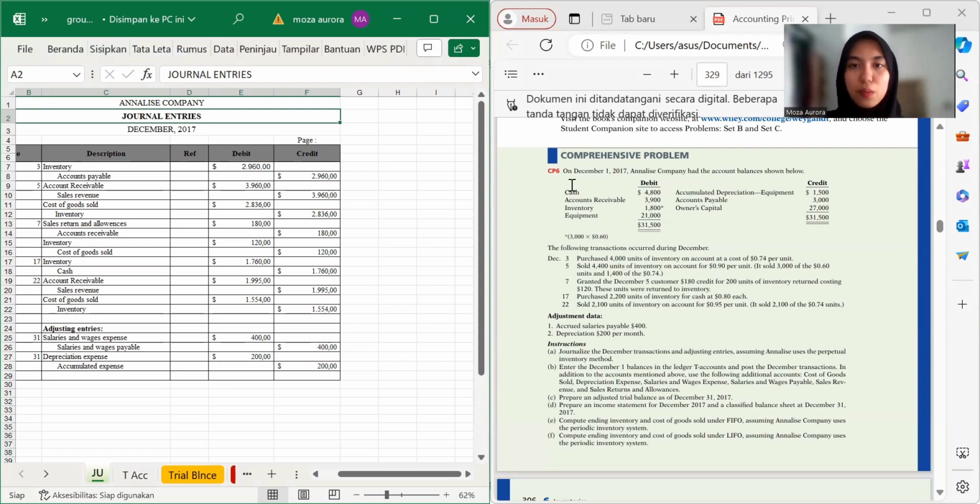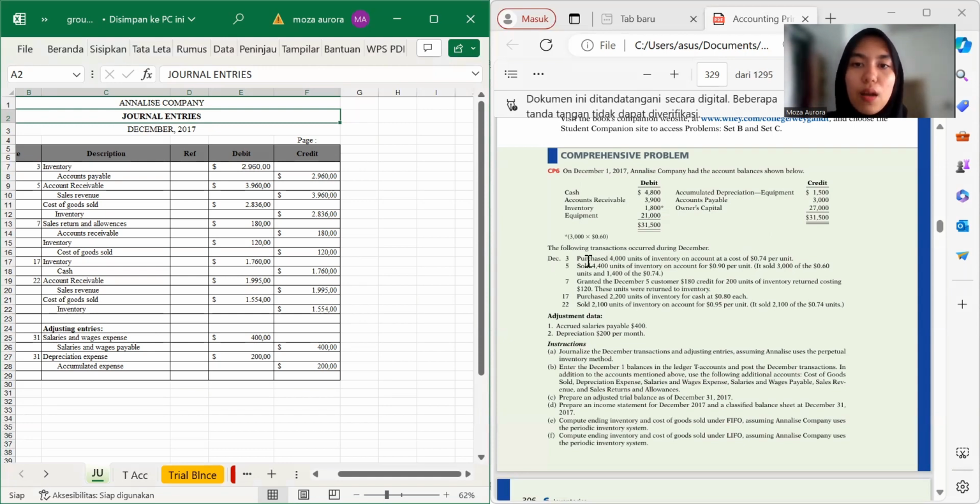On the debit side, we have cash for $4,800, accounts receivable for $3,900, inventory for $1,008, equipment for $21,000. And on the credit side, we have accumulated depreciation of equipment for $1,500, accounts payable for $3,000, and owner's capital for $27,000. And let's get into the transactions that occurred during December 2017 of Analyzed Company.